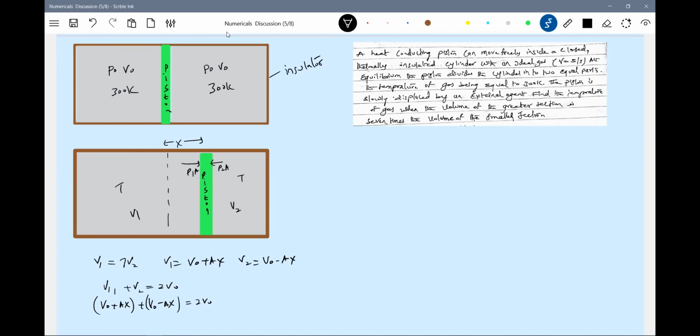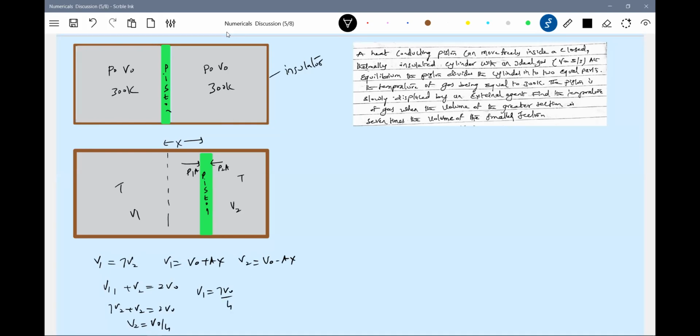I think this equation is of no use, I feel. Instead, better bring it in terms of that one. So V1 equal to 7V2. I think this may help us a lot. So what is V2? V2 equal to V0 by 4, which means V1 will be 7V0 by 4.